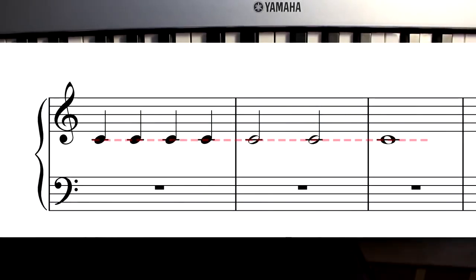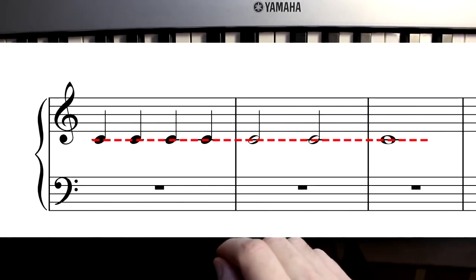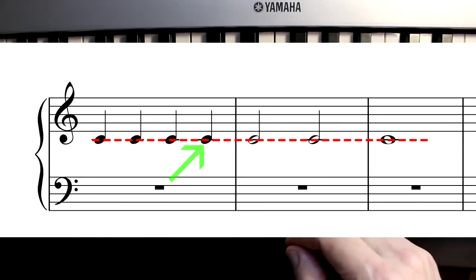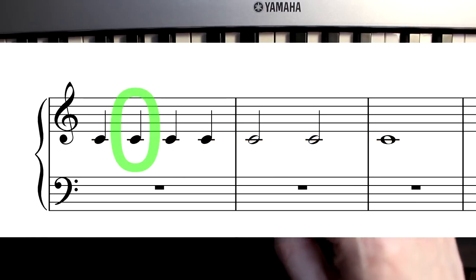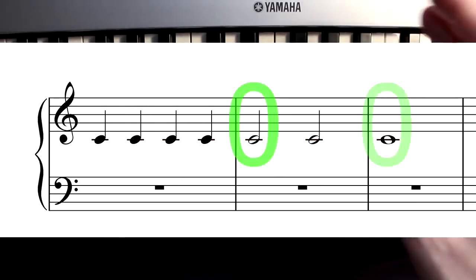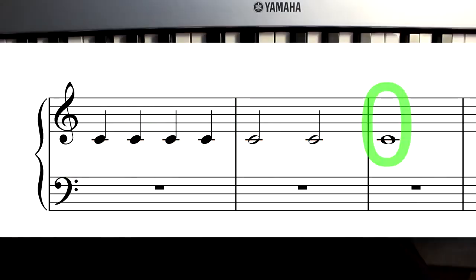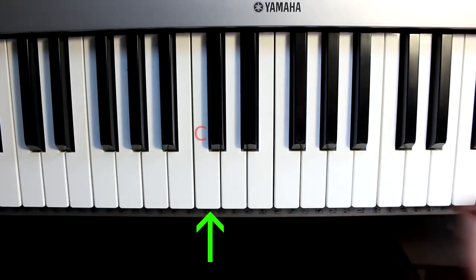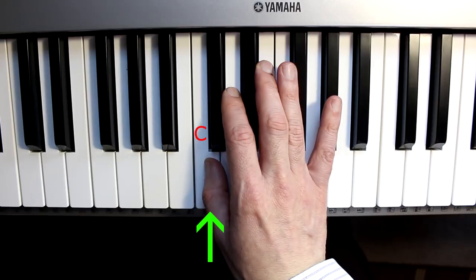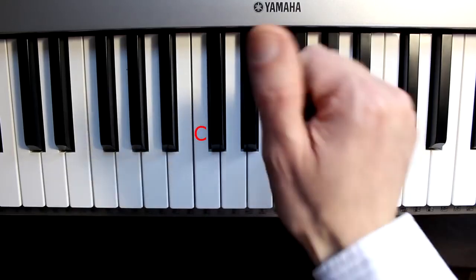This note on the right hand staff is called C. It can be in the shape of any figure like the quarter note, half note, whole notes, and more. Every time you see 1, play this key with this hand, at the moment with this finger.